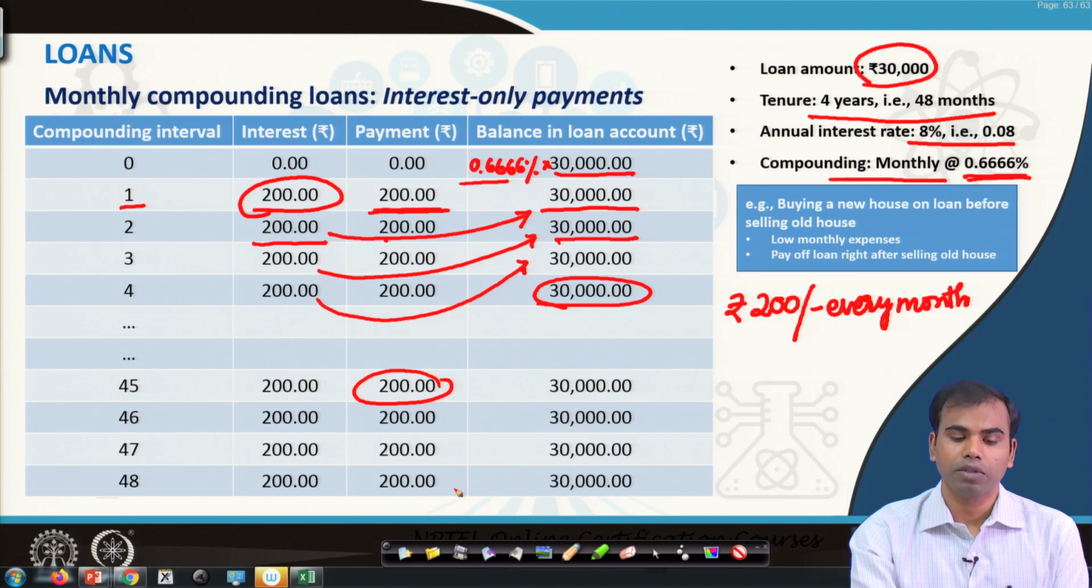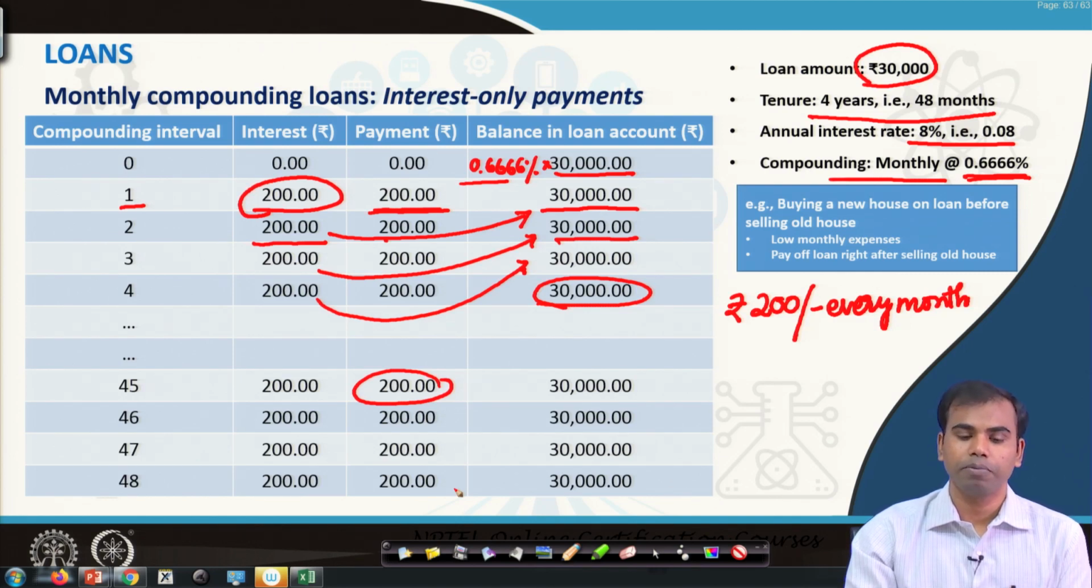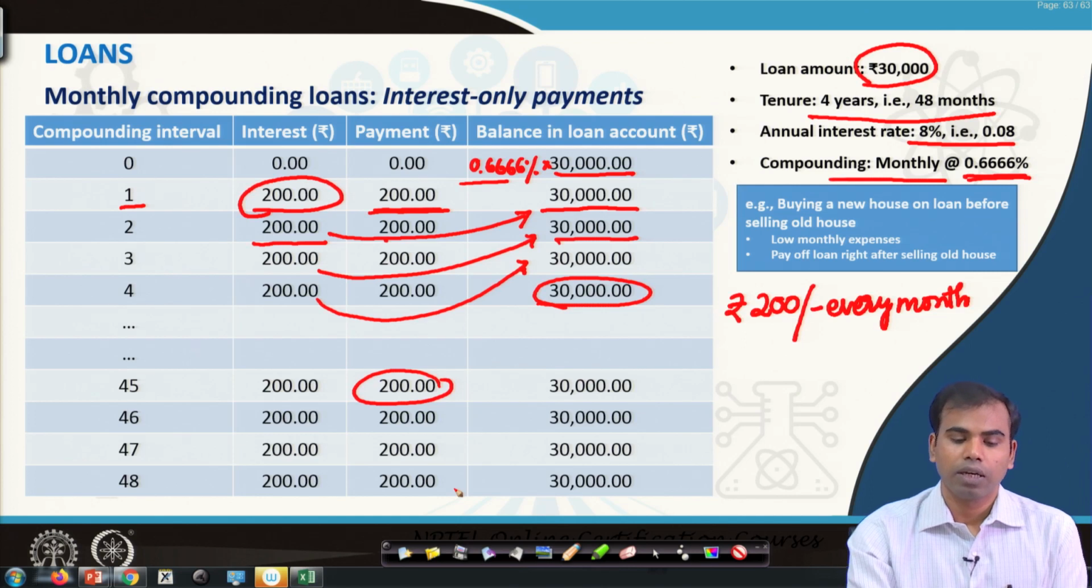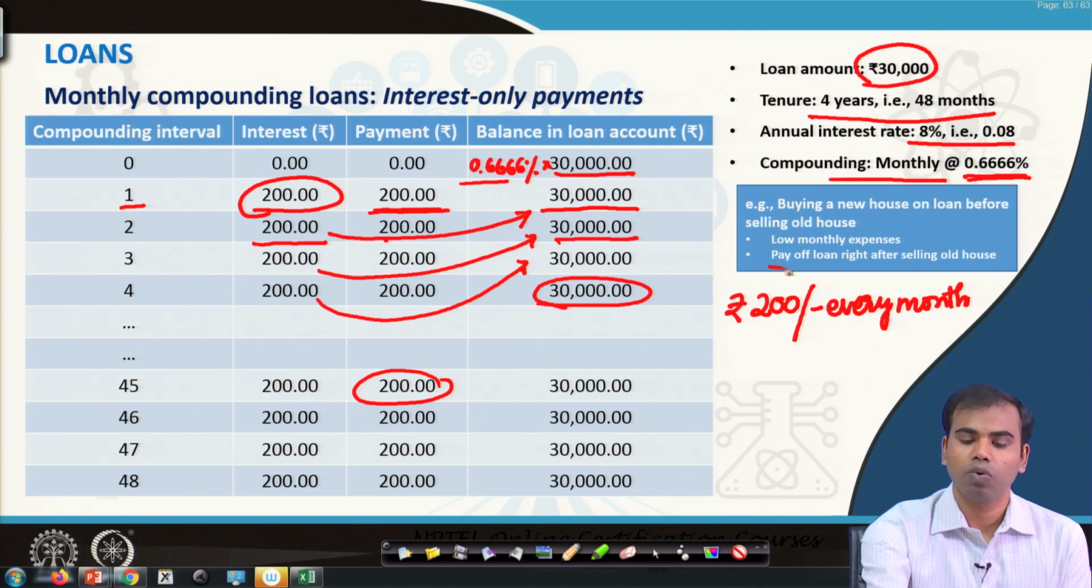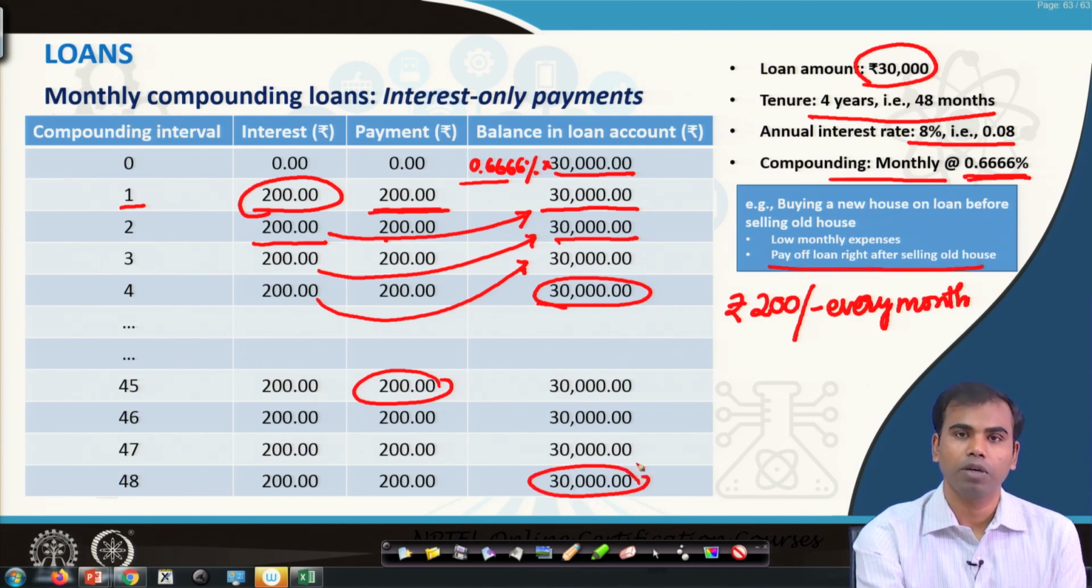Now, one of the simple examples of this particular type is a scenario where an individual buys a new house before selling the old house. So, in this example, where the individual buys a new house before selling the old house, to reduce the monthly expenses, he will pay the interest charges every month till the time he sells off the old house, and the moment he sells the old house, he can pay the principal amount from the sale proceeds of the old house and thereby close the loan.